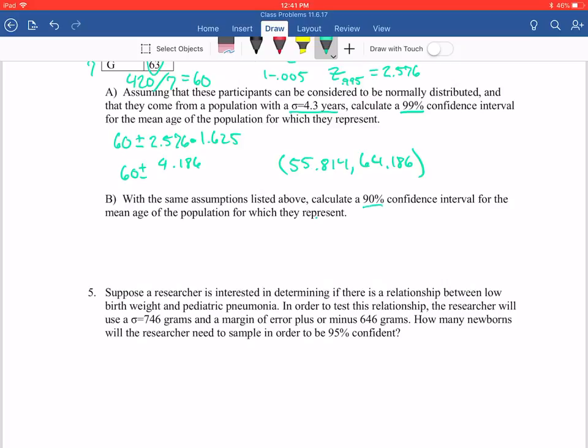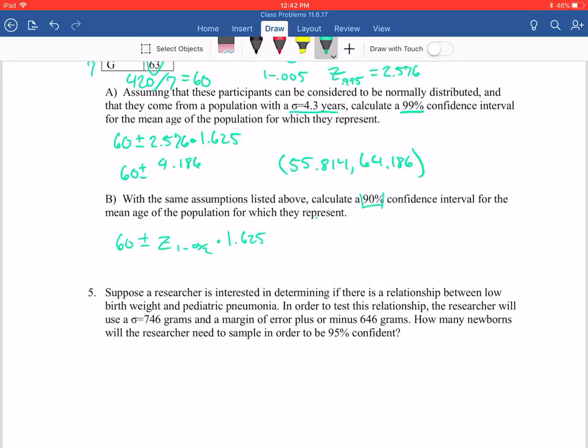So now we want to use the same assumptions listed above, but now we're going to calculate a 90% confidence interval for the mean age of the population which they represent. So we're going to do the same exact thing. We know our x bar is going to be 60 plus or minus our z of 1 minus alpha over 2, because that's going to change with our 90% confidence interval. But our standard error is going to be the same because we're not changing anything there. So it's going to be 1.625.